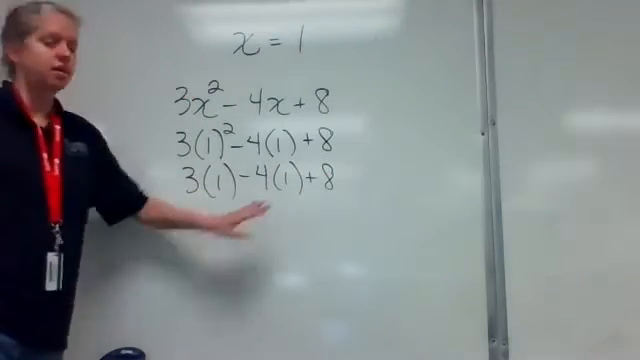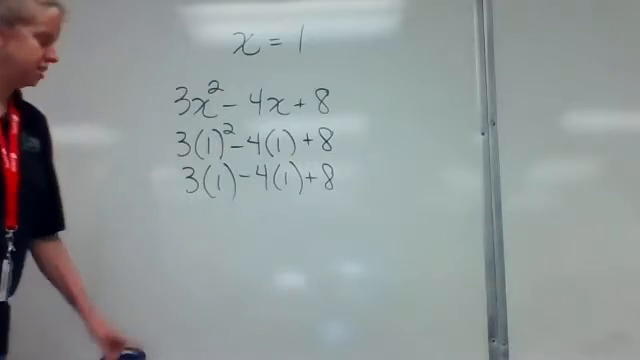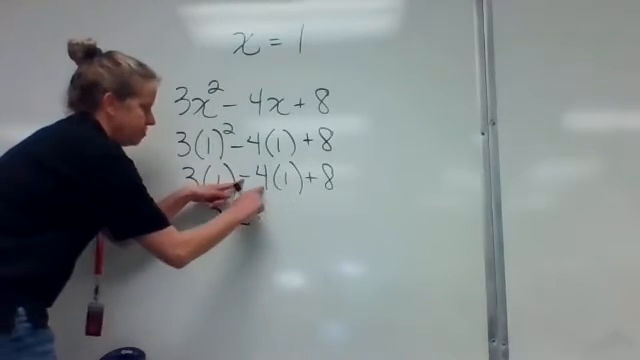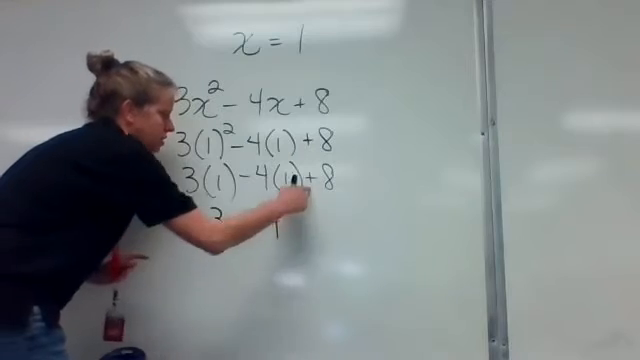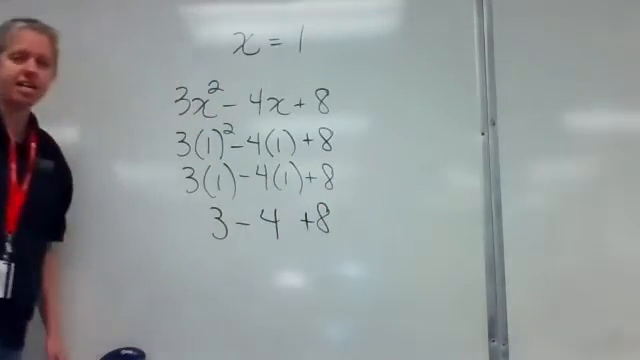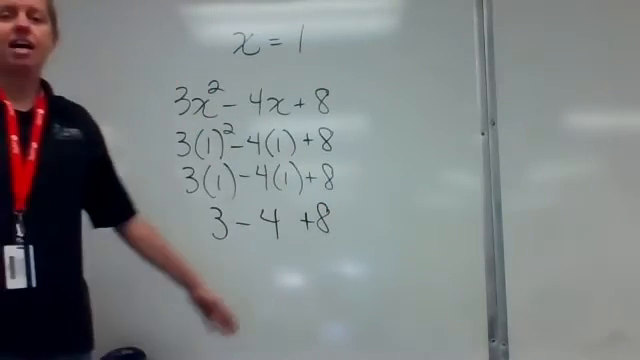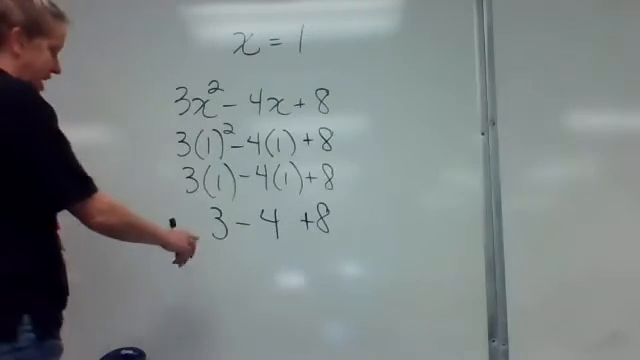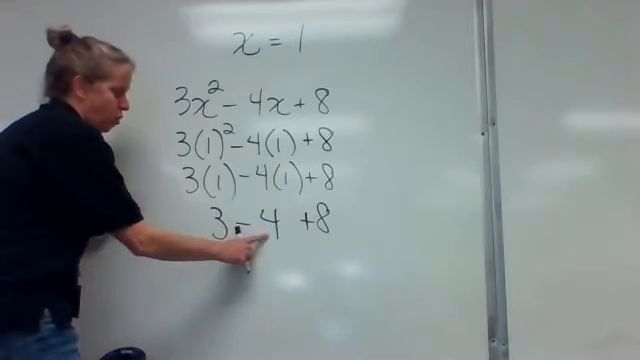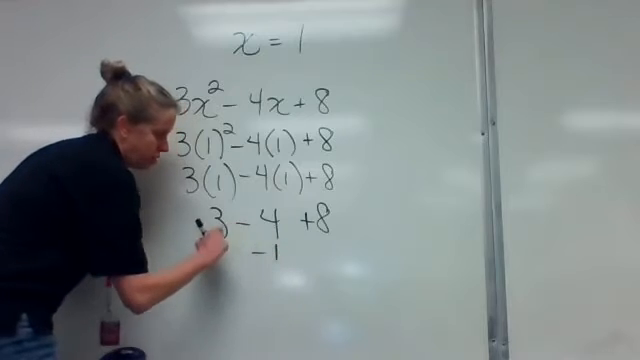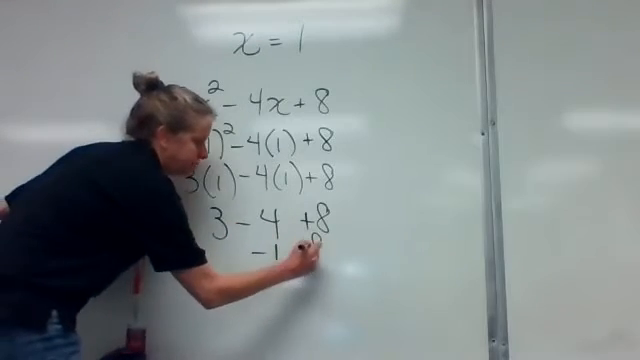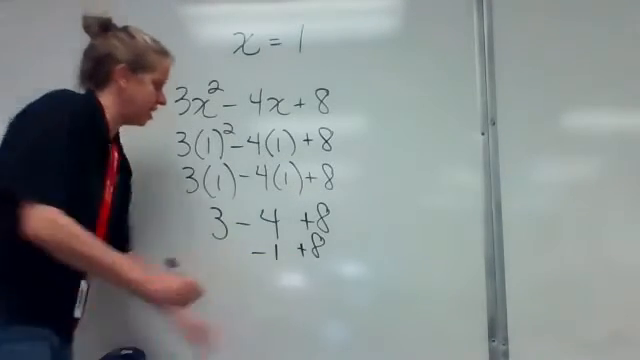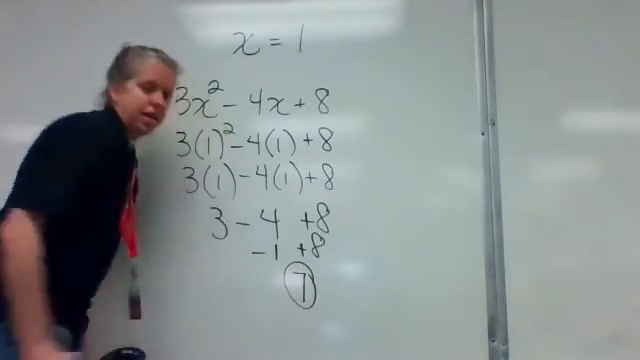So now you do your multiplying. So 3 times 1 gives me 3. Minus 4 times 1 gives me 4. Bring down my plus 8. And the last step is to just do your adding and subtracting from the left side to the right side. So 3 minus 4 gives me, I'm just doing this part right here, so that's negative 1. Bringing down that plus 8. So negative 1 plus 8 gives me 7.